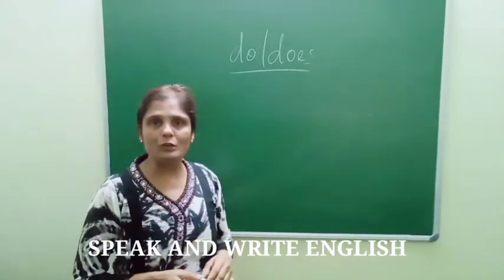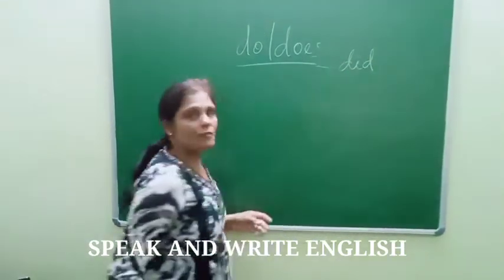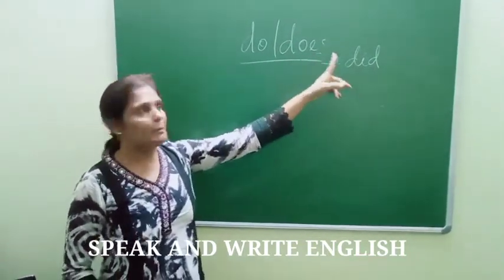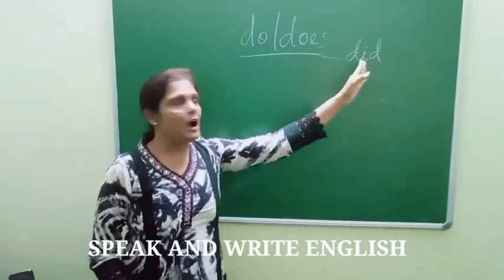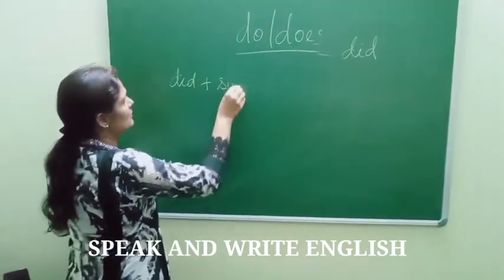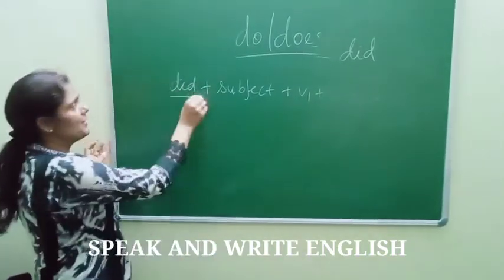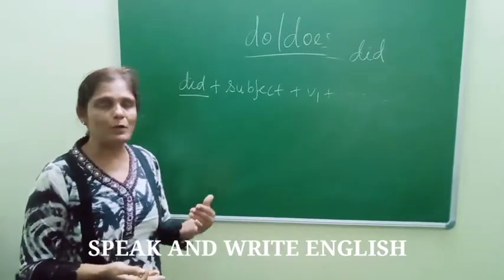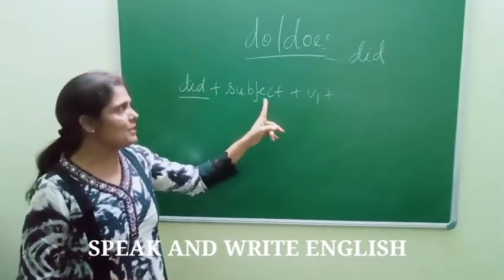But when we want to talk of it in the past, we make use of the auxiliary did. For the present, we have two auxiliaries, do, does. But for the past, we have only one auxiliary, did. Let us understand how the structure is. Did plus subject plus V1. Irrespective of whether the subject is there in the singular or plural, we make use of the auxiliary did. After the auxiliary, we make use of the subject.